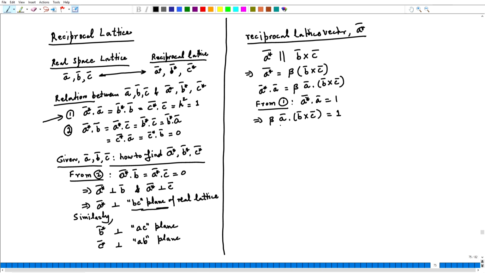Now, what is this quantity, A dot B cross C? Let me look at this quantity through a diagram. Let me first draw the real space vectors, vector A, this is vector B, and this is vector C, completing the unit cell.